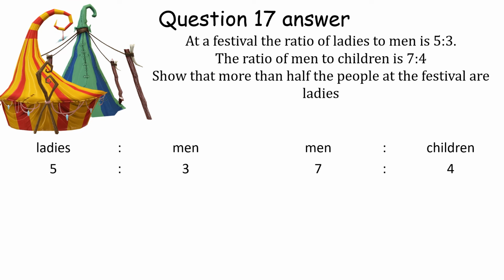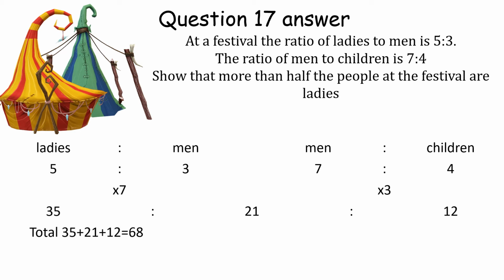Question 17. Ladies to men have the ratio 5 to 3 and men to children have the ratio 7 to 4. We need to get a ratio ladies to men to children. We can make men's 21. As we multiplied 3 by 7, we must multiply 5 by 7, getting 35. And as we multiplied 7 by 3, we must multiply 4 by 3, getting 12. We now have the ratio 35 to 21 to 12.